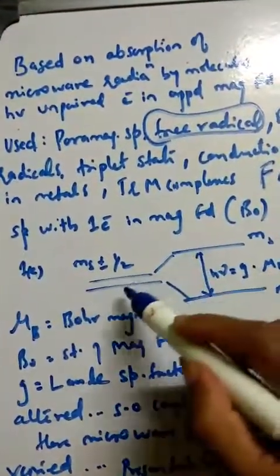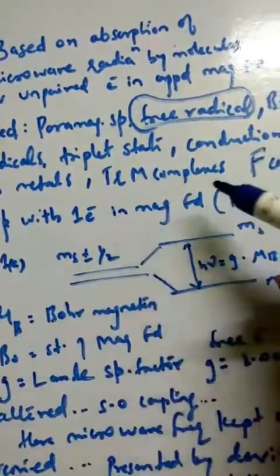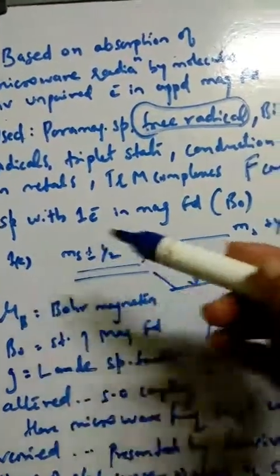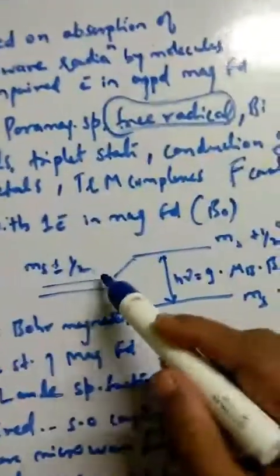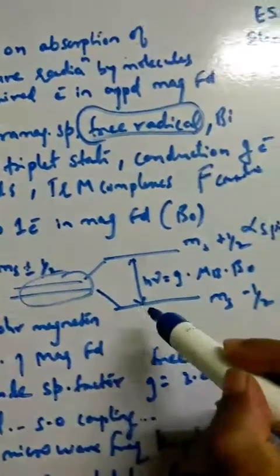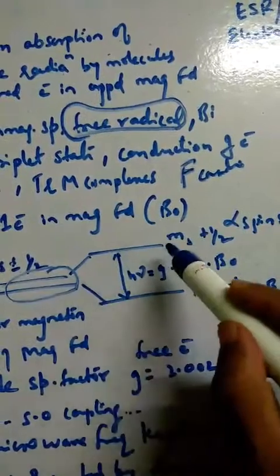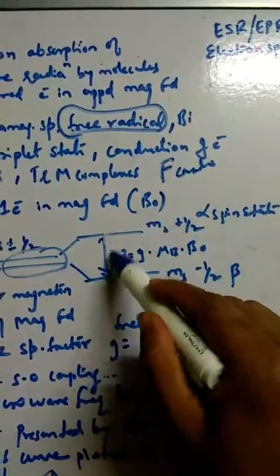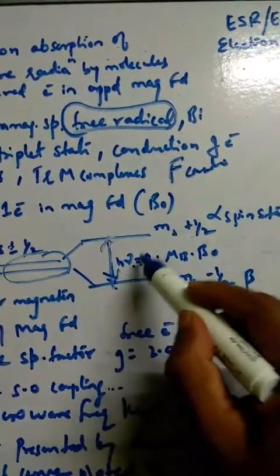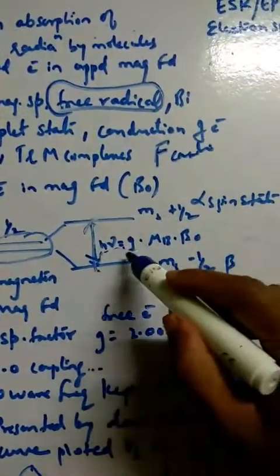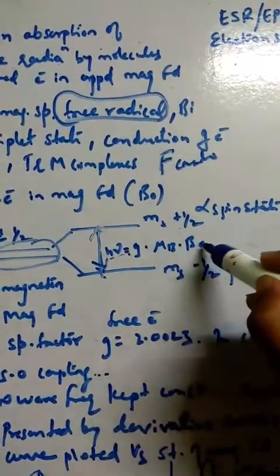Now, what does this depend on? Magnetic field versus the spin of the electron. Spin means what? We have two spins, plus half and minus half, for one electron. When the field is absent, the electrons are in a degenerate state. But when the field is applied, they get split into two, plus half and minus half, and this distance is called the energy E, given by h nu is equal to g mu B B naught, where nu is the frequency and h is Planck's constant.